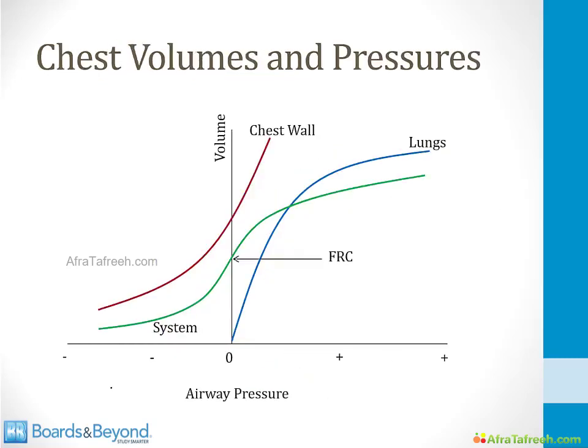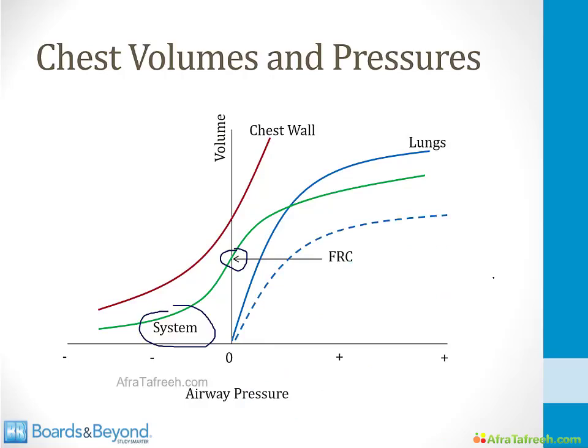Now let's talk about what would happen to the pressure-volume relationship of the entire respiratory system as a whole if we had a change in lung compliance. So here's the graph we looked at earlier. The green line shows the pressure-volume relationship of the respiratory system as a whole, and this point right here is the FRC, where the lungs come to rest after a quiet breath. If we had a change in lung compliance, the lung curve would look something like this.